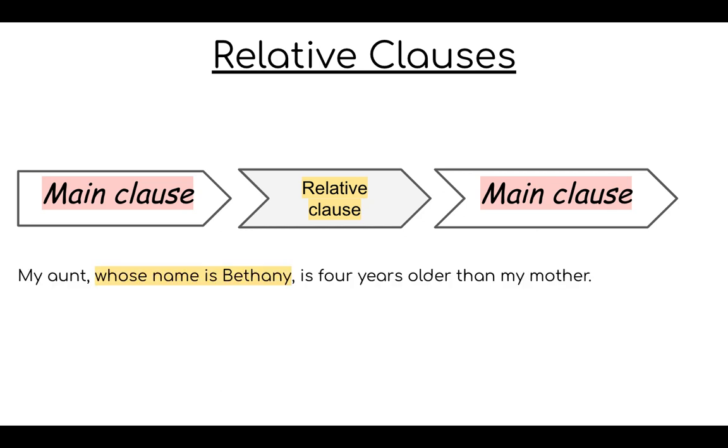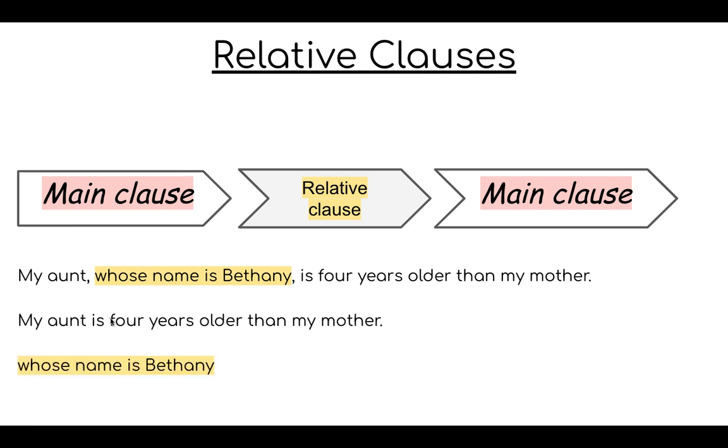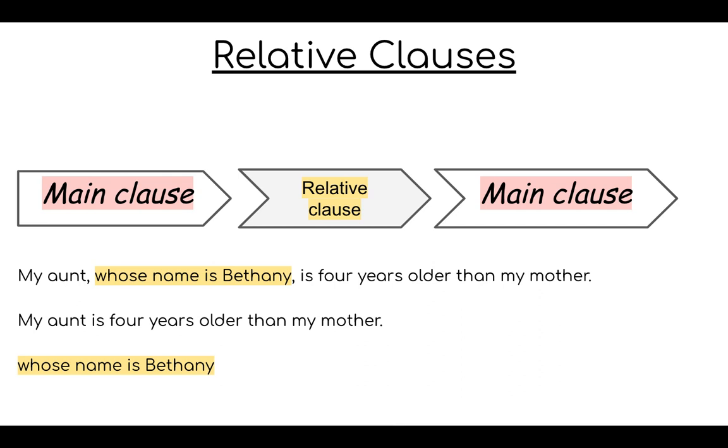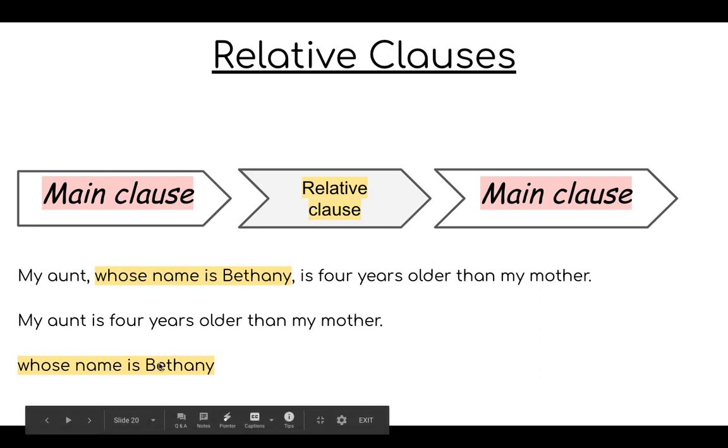Here's the example from before. My aunt, whose name is Bethany, is 4 years older than my mother. If we break that up just into the main clause, my aunt is 4 years older than my mother. That is a main clause on its own. And then the relative clause, whose name is Bethany, we insert in the middle of that main clause. And the clause whose name is Bethany, it's a relative clause, but it cannot stand on its own, so it's a subordinate clause. It needs the help of a main clause to make sense.